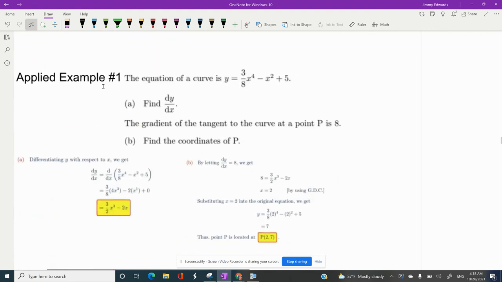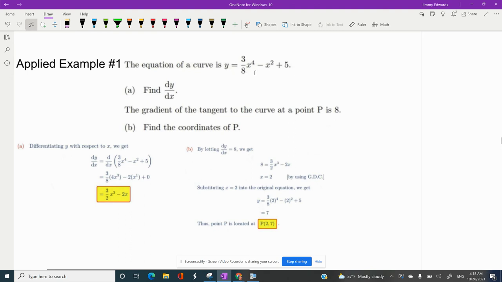Here we're going to go over two applied examples, IB style, where this might get a little bit trickier. The first one, we have this equation here, and we just want to find the derivative first. That's a normal power rule. We have the 4 and bring that down: 3/8 times 4 is 3/2, and 4 subtract 1 gives us x cubed. Then the derivative of negative x squared, bring down the 2, subtract 1, we get minus 2x. The derivative of 5 is 0. So part A is exactly what we've been doing with the power rule.